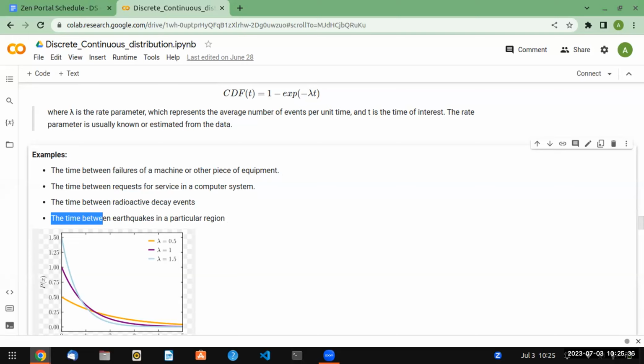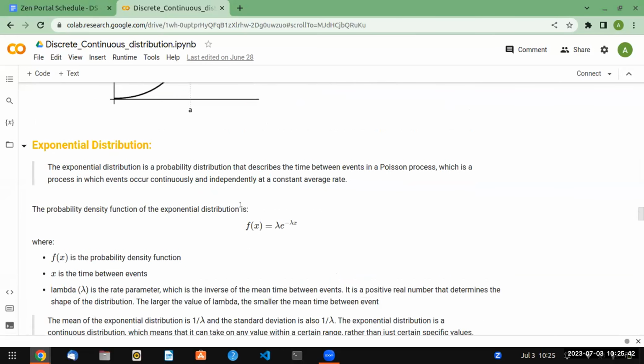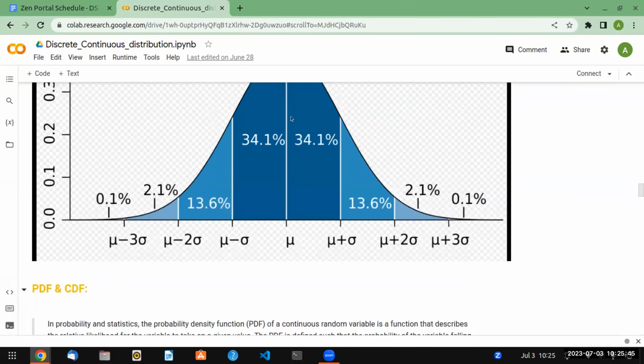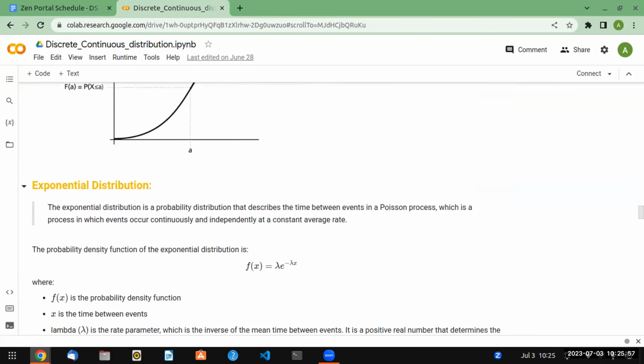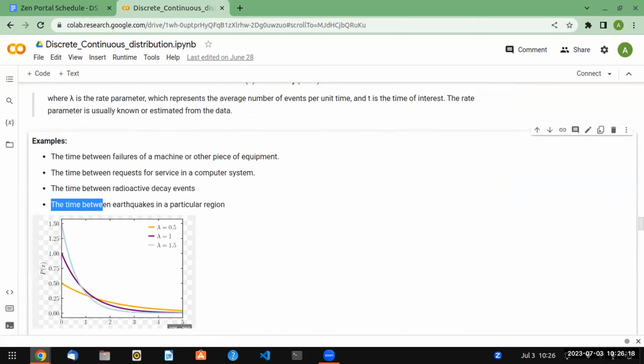And what is the benefit of learning this? Once we know the properties, like we did for normal distribution, where we saw this percentage, this is the mean value, this is the standard deviation value, similarly if you understand exponential distribution, you can answer a few questions about your unknown data. Now, the PDF of exponential distribution is very simple: lambda times e to the power minus lambda x. This is the mathematical way. What is the visual way? This is the visual way.